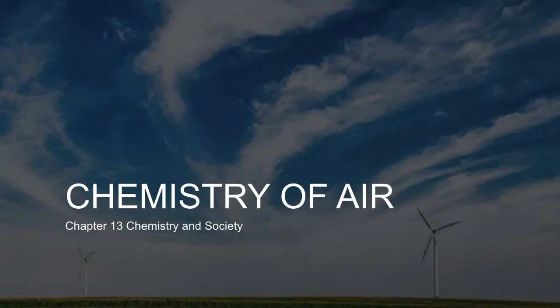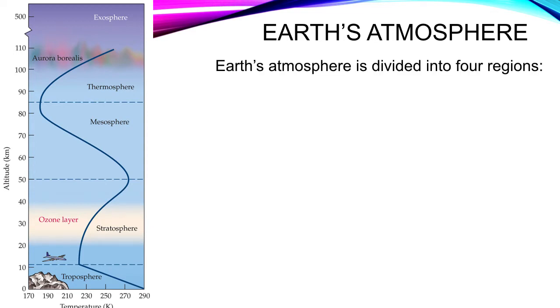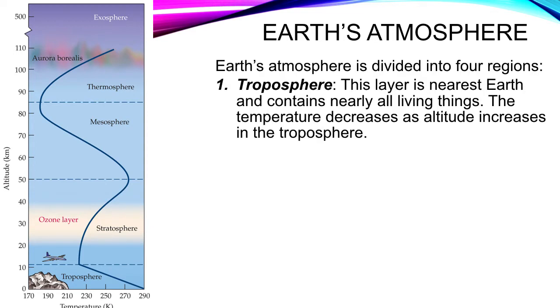In this video, we're going to be talking about the chemistry of air, and that corresponds to Chapter 13 in your textbook. To begin with, just a little introduction onto the Earth's atmosphere. The atmosphere is divided into four main regions. The lower level of the atmosphere is the troposphere. The troposphere is a layer of the atmosphere where we live. It's a layer of the atmosphere where all living creatures are found.